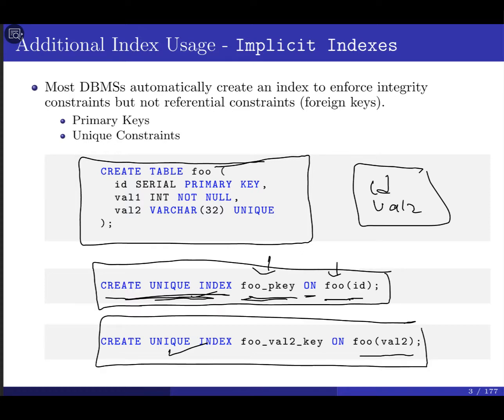I will give you an example here after we finish these different types of additional index usage. I'm going to try to test this one with Postgres. I'm going to show you that when you create this one and check the index, you're going to see the index out there.